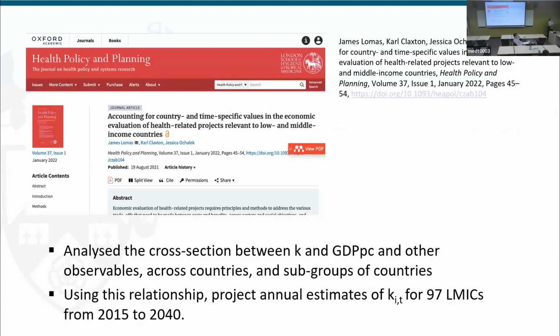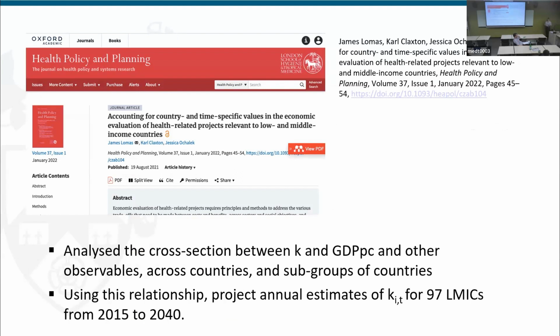So this is another piece of work that we undertook, which analyzed the cross-section between health opportunity costs and GDP per capita and other observable variables across countries and subgroups of countries. And using this relationship, we projected annual estimates of K in each year, in each country for 97 low and middle income countries for 2015 to 2040. Of course, this work was undertaken pre-COVID.